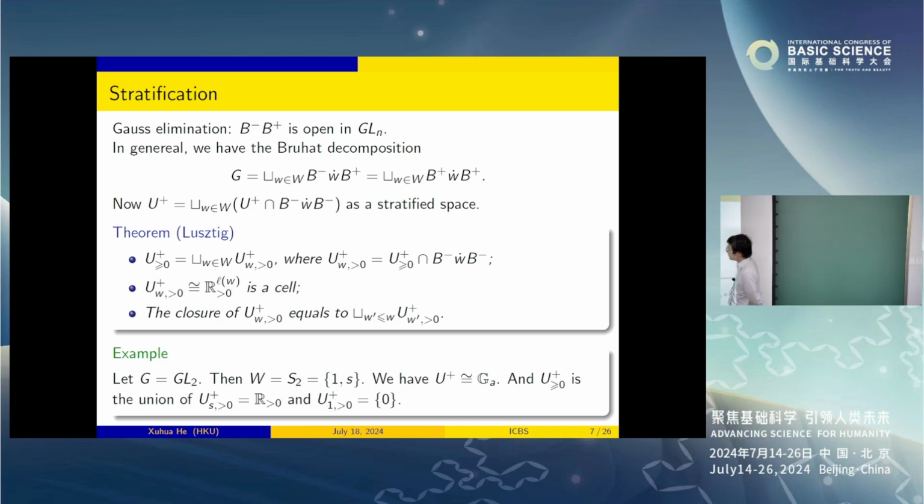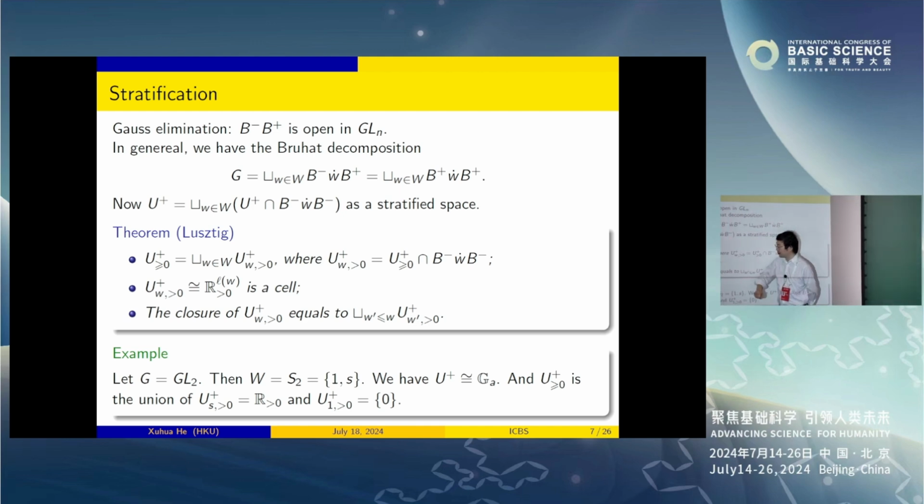And well, Lusztig in 1994 showed that the totally non-negative part of U plus has a very nice structure. It is a stratified space, and each stratum is a semi-algebraic cell. It's isomorphic to R positive to a certain power. And moreover, the closure is given by the so-called Bruhat order.